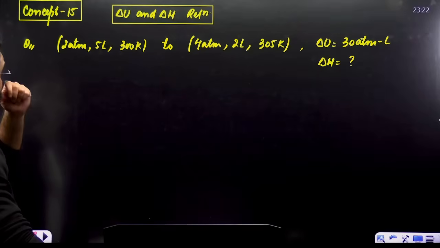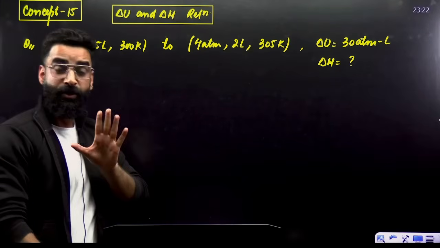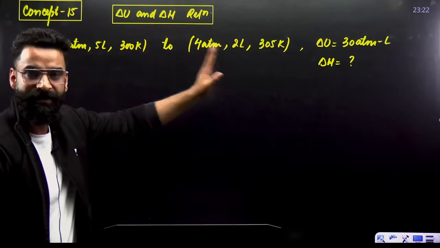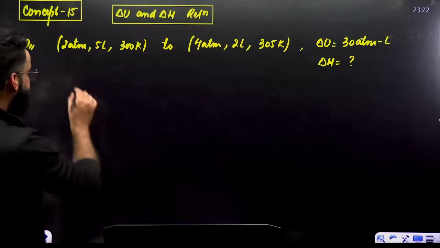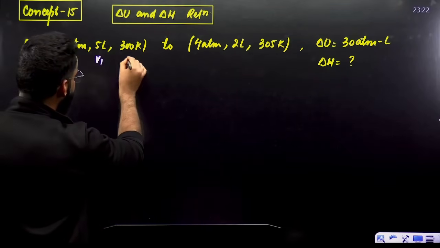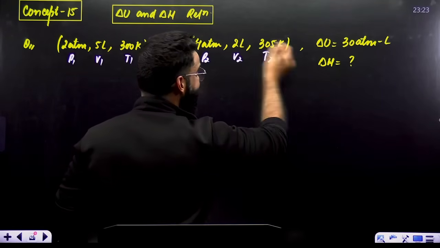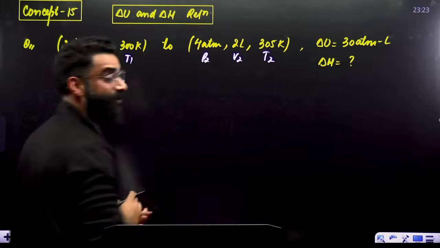My dear students, the 15th concept. You'll be given a question in which they'll say an ideal gas undergoes a change in state. This was the initial pressure of the ideal gas, initial volume, initial temperature. Final pressure of the ideal gas, final volume, final temperature. Delta U during the process will be given. Delta H you will be supposed to calculate.